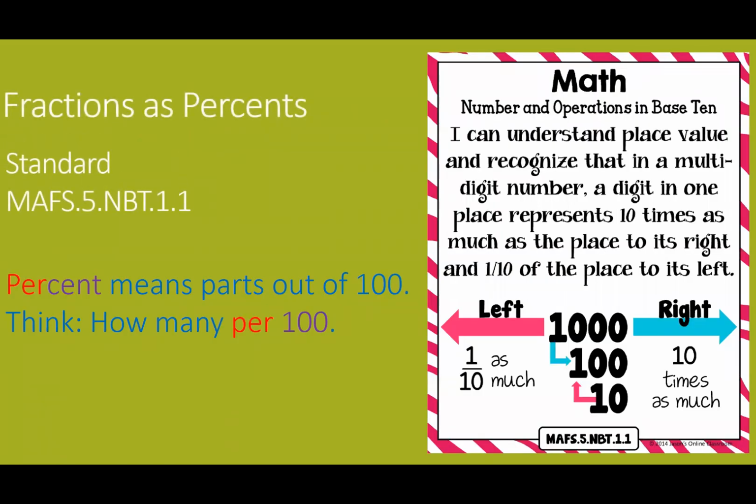So our standard for today is understanding place value. And that place value, remember, is 10 times as much as the place to its right, or 1/10 the place to its left. So when we're talking about percents, we're specifically talking about how many per 100. So with decimals, we're talking about the hundredths place.